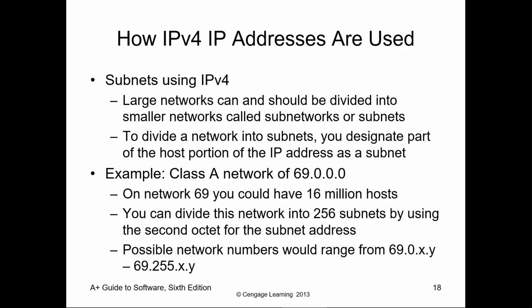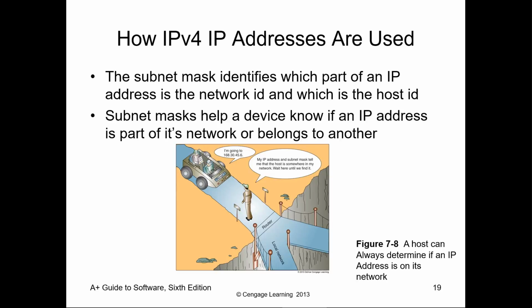So, subnetting or grouping of IPv4 addresses. We can take large networks and divide them the ways that we need to divide them. For example, a class A network of 69.0.0.0. We already said that means there will be 16 million hosts. But we can divide this into different ranges or different groups. That way, we have different groups. We don't have to have one large network of 16 million addresses. So the subnet mask identifies which part of an IP address belongs to the network and which belongs to the host. That way we know kind of where to send it.